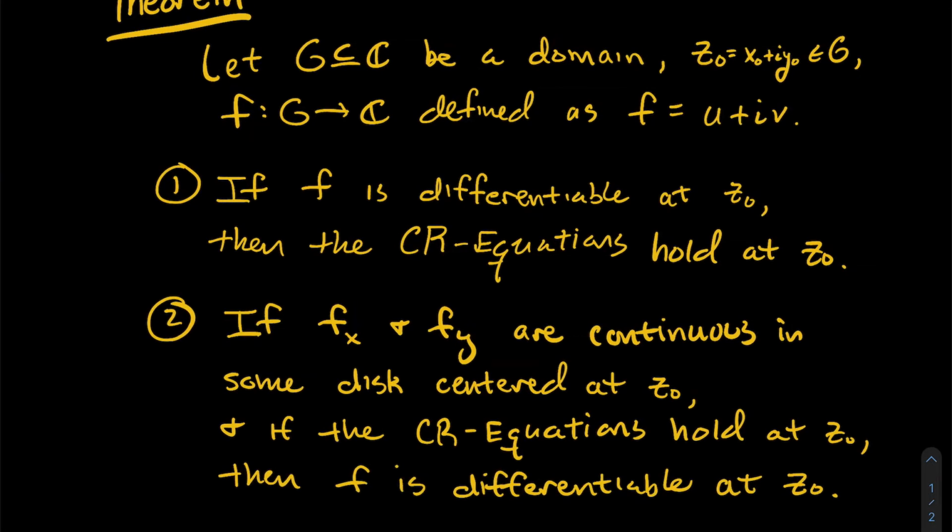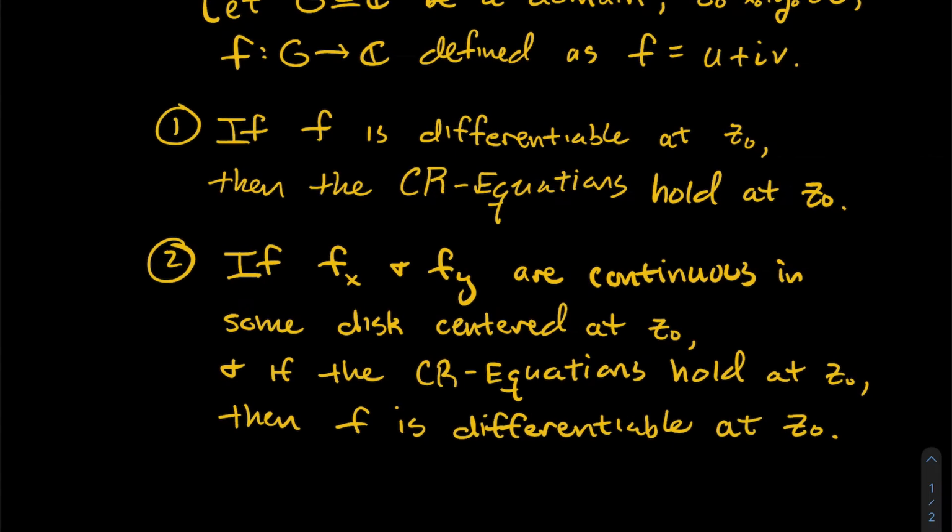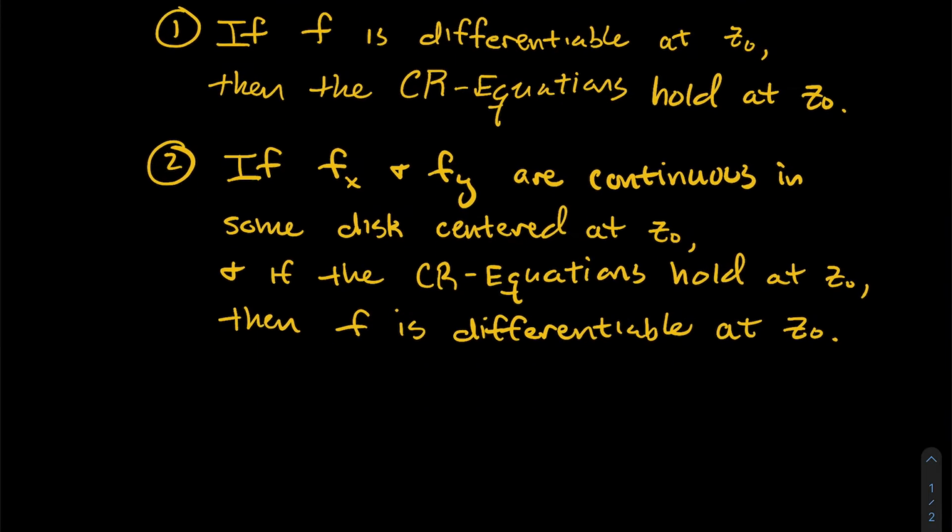So again, what this theorem is trying to say is that the CR equations are almost equivalent to f being differentiable, but not quite for all functions. They are equivalent whenever f has continuous partial derivatives near the point and at the point that you're interested in. So again, the focus of this video is to prove statements 1 and 2 of this theorem. So let's get into it.